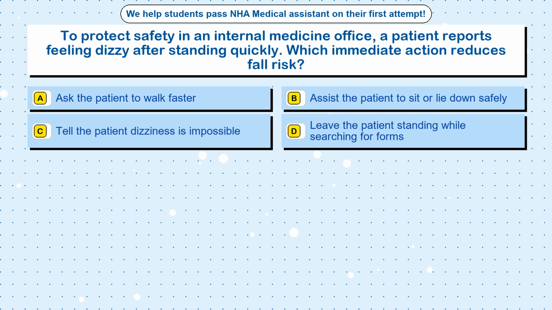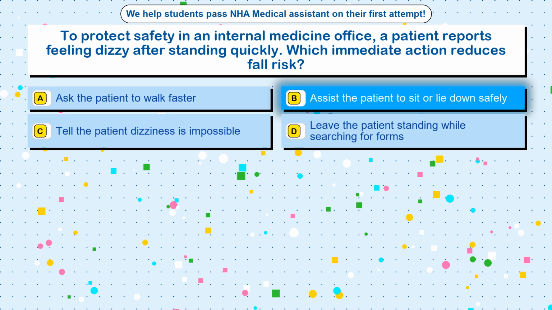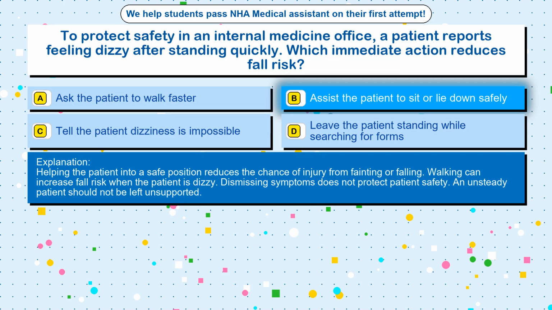Option D. Leave the patient standing while searching for forms. The correct answer is option B. Assist the patient to sit or lie down safely. Helping the patient into a safe position reduces the chance of injury from fainting or falling. Walking can increase fall risk when the patient is dizzy. Dismissing symptoms does not protect patient safety. An unsteady patient should not be left unsupported.